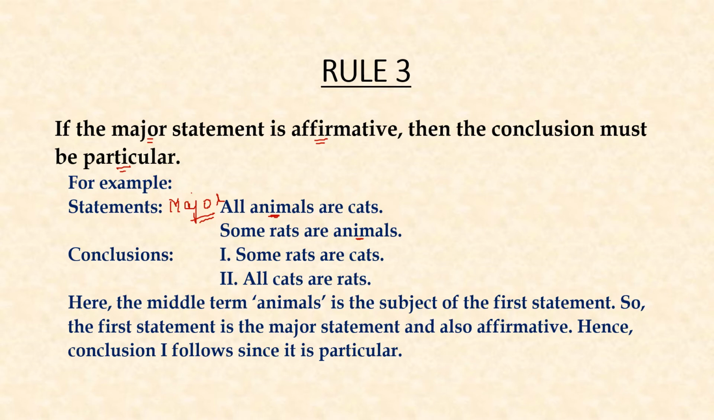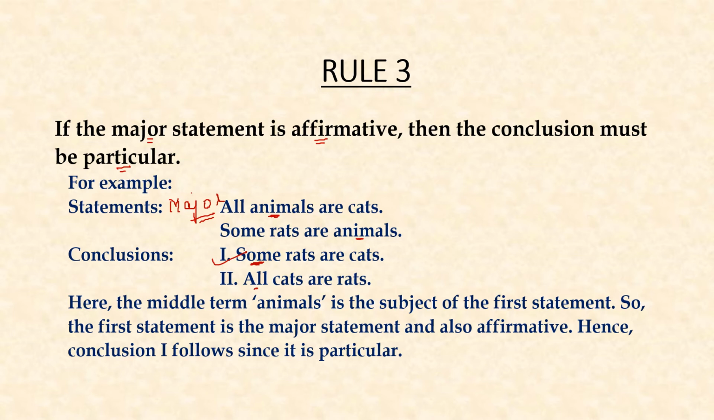So what is meant by a particular statement conclusion? When we see the word some, it means it's a particular statement. And if we see the word all, it is a universal statement. So हमारी statement 1 यहाँ पर जो है conclusion 1 ये particular है, and that is why we choose conclusion 1 as the answer. So conclusion 1 will follow the two statements that are given to us.